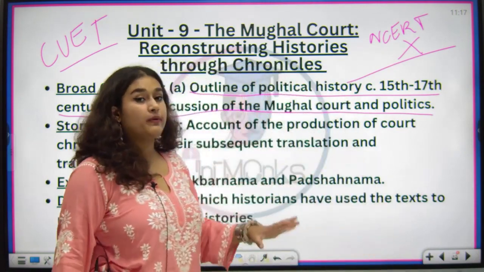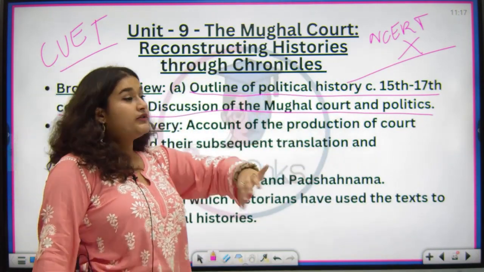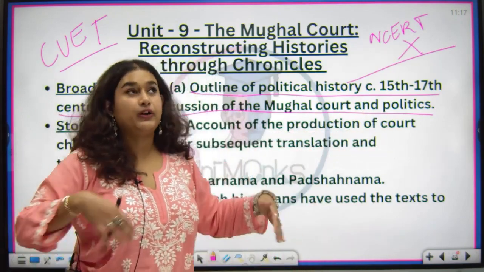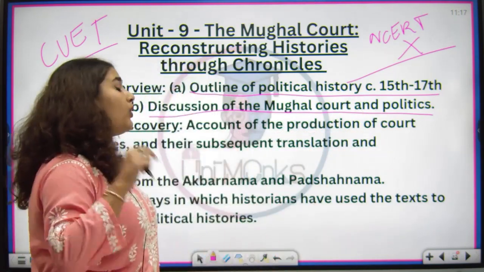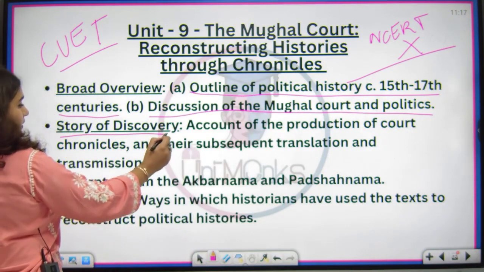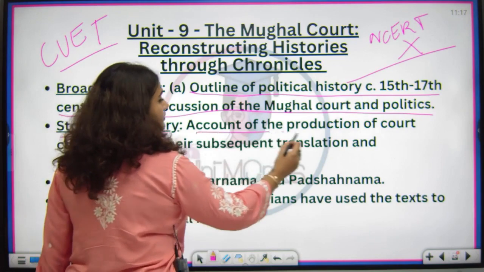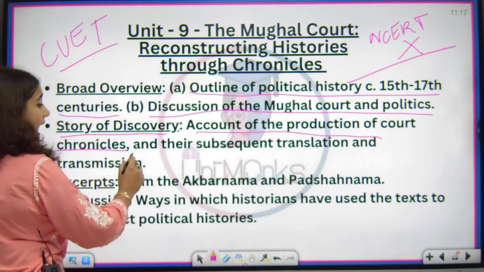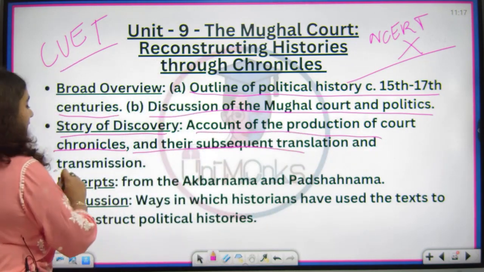They also talk about everything that happened in the Mughal court, the politics that was going on at that point in life. Okay, so all of this will be discussed. Number 2, the story of discovery, account of the production of court chronicles and their subsequent translations and transmissions.